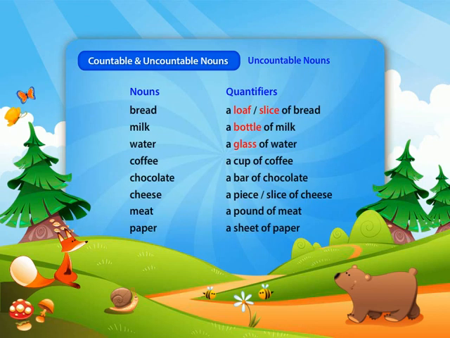To say how much bread you have, you say loaf for a very large piece of bread, so a loaf of bread. If that loaf is cut into pieces, you can call the piece a slice of bread. Use the quantifier bottle for a bottle of milk, and glass for a glass of water.